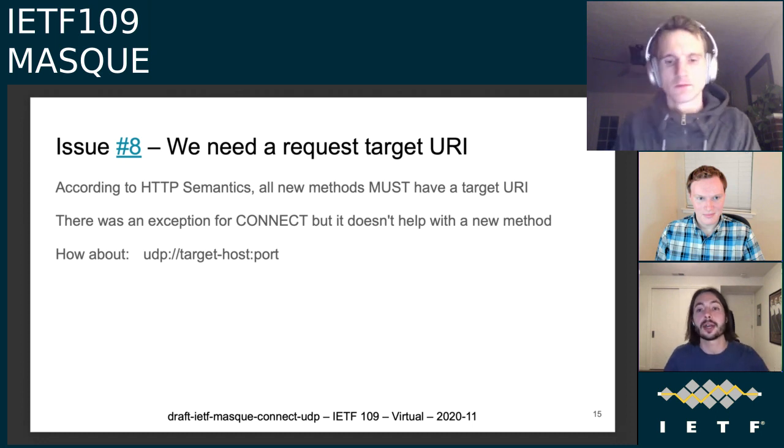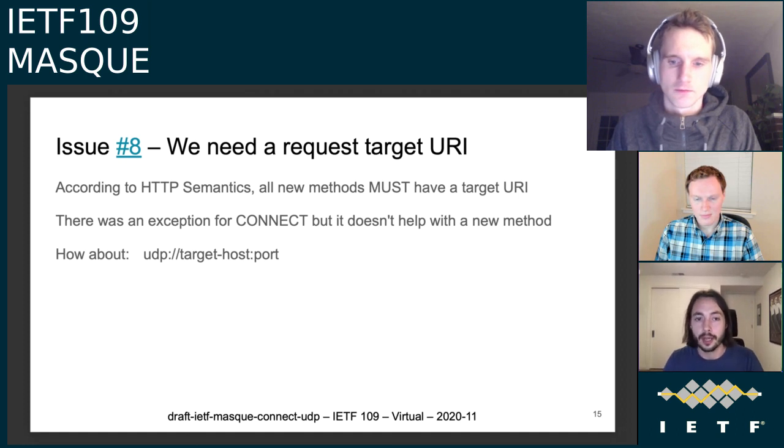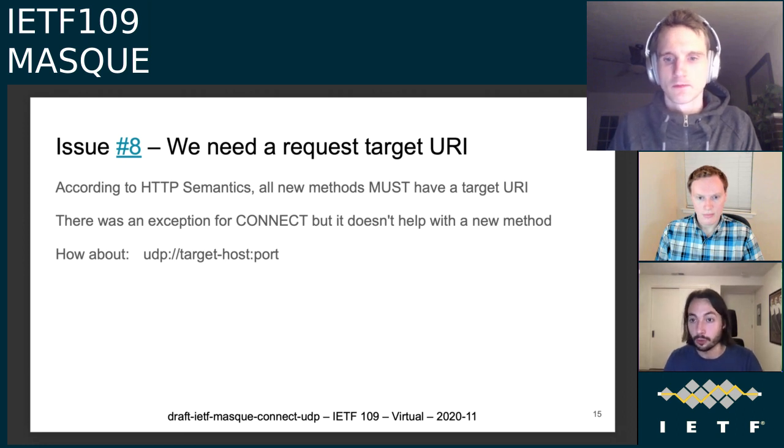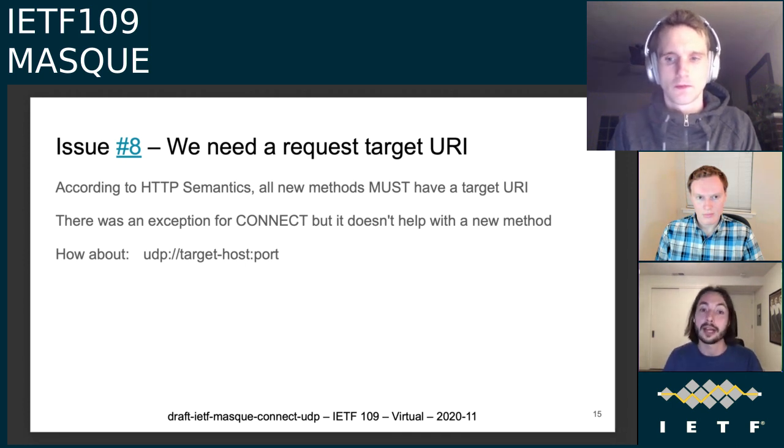Currently the draft doesn't have a target URI. In the HTTP semantics documents, it very clearly states that all methods, including new methods, must have a target URI, and that includes scheme, authority, and path. That document has an exception for connect. What I did in the draft originally was to kind of mirror connect for connect UDP, but that is technically incorrect, in violation of the HTTP semantics documents.